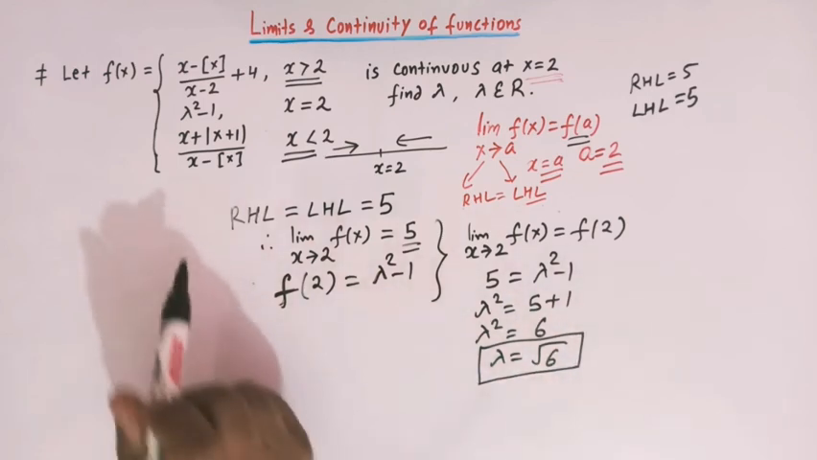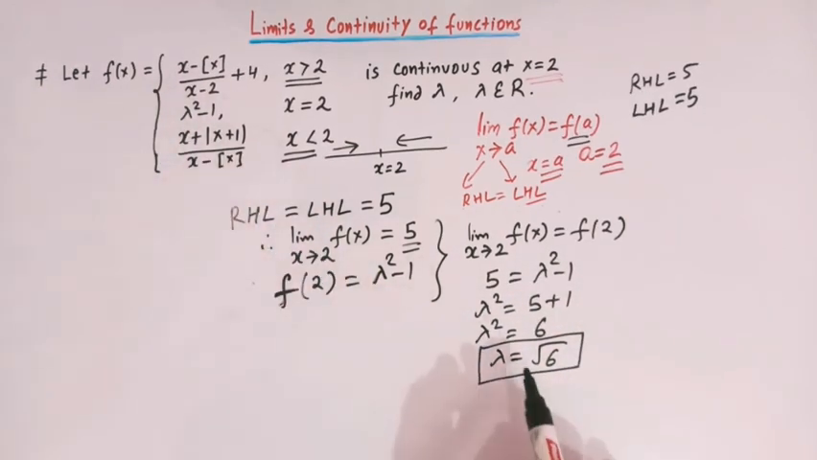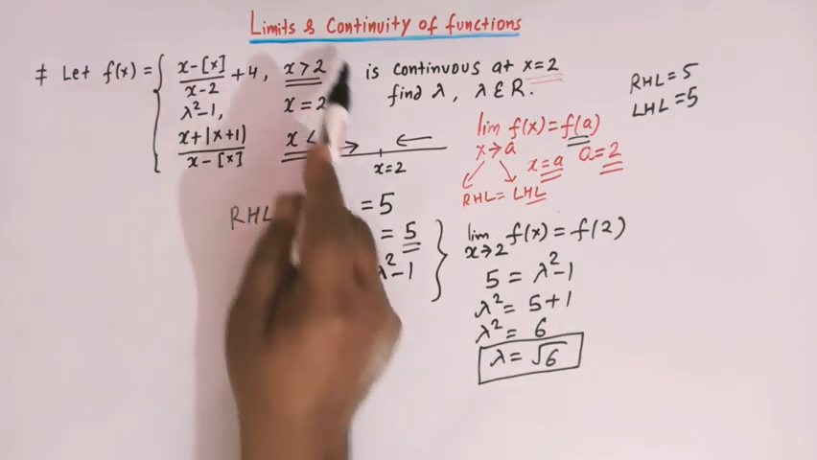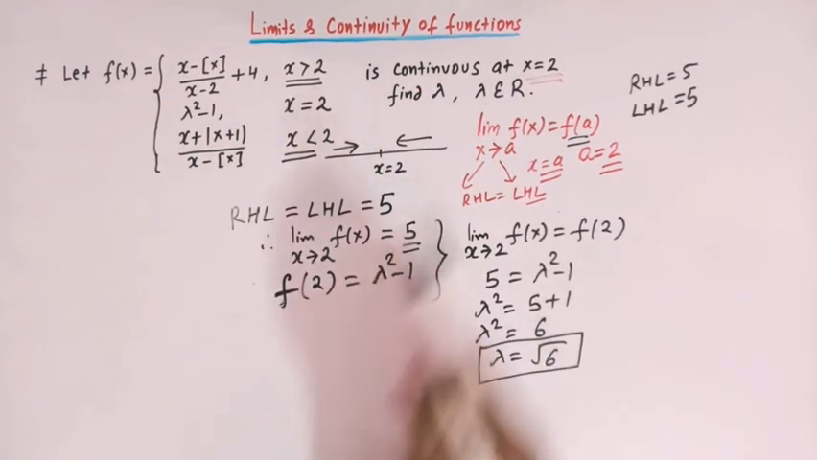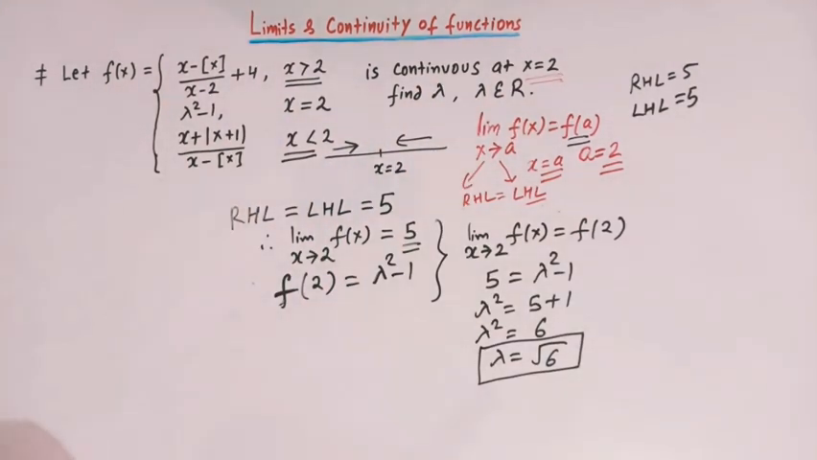So the value of lambda is given by square root of 6 when f of x is defined in this manner and it is given to be continuous at x is equal to 2, right? So this is how we solve this important and conceptual problem.